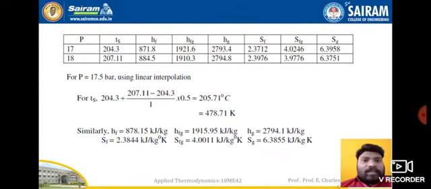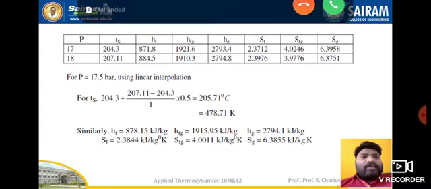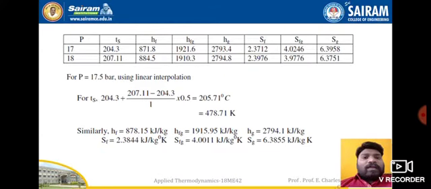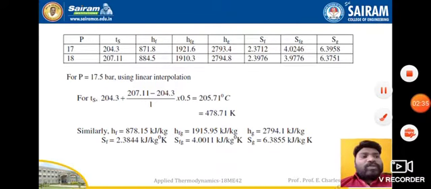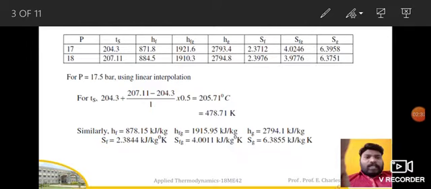In any other problem, if you get P equal to 17.2 bar or 17.3 bar, then it is very difficult to find the values. In that case, what you are supposed to do is linear interpolation. So how to do the linear interpolation? Suppose we need to find the values at 17.5 bar.